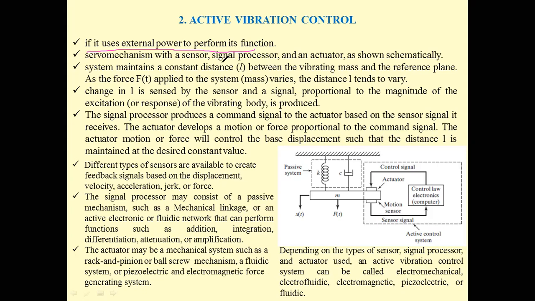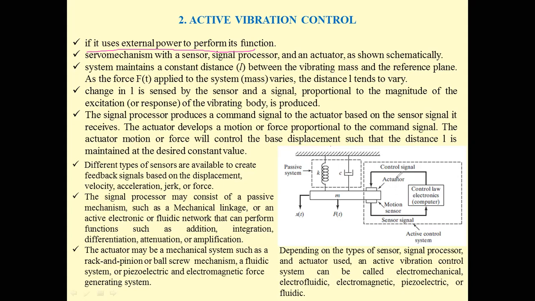A typical active vibration isolation system is shown in this figure. Now this is passive vibration isolation, which has no external power supply. Here we are going to give a power supply, that is, there is an actuator and a sensor. So this is an active control system which controls the system. That is called active vibration control.